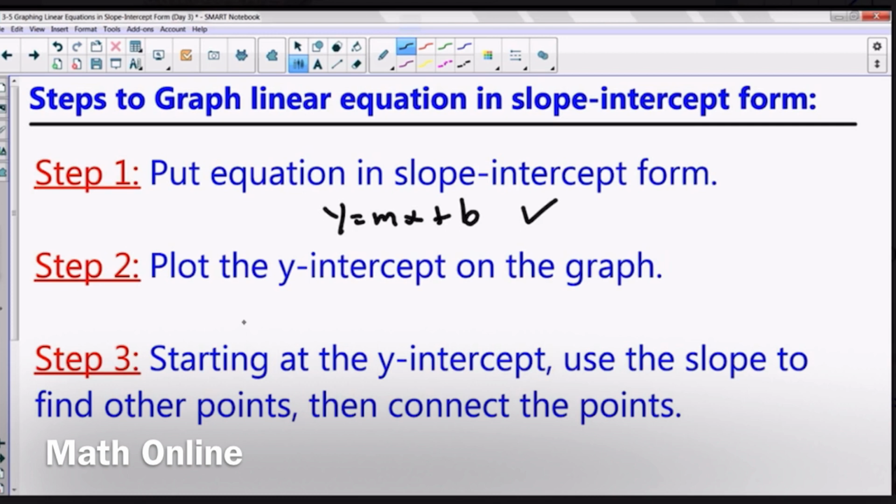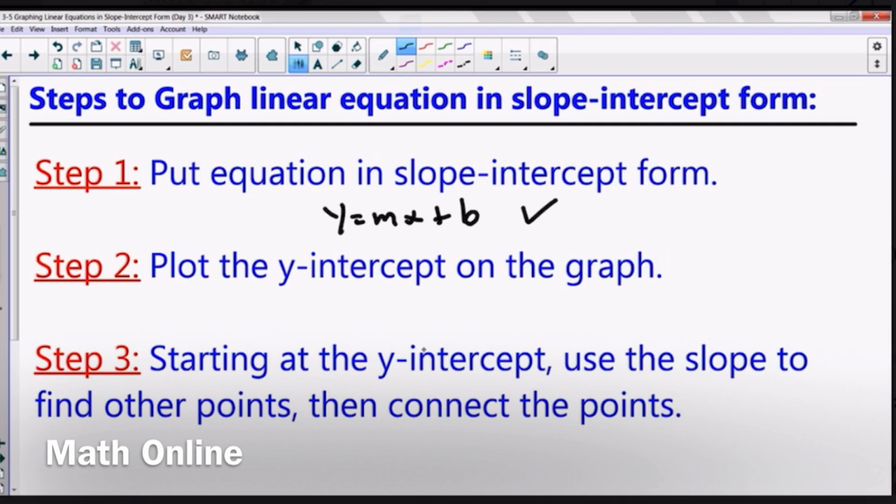Now, let's move on to step number 3, starting at the y-intercept. So now that you've plotted your y-intercept, you have a point on the coordinate plane, then you want to use the slope to find other points, or in other words, use the slope to create more points, right?